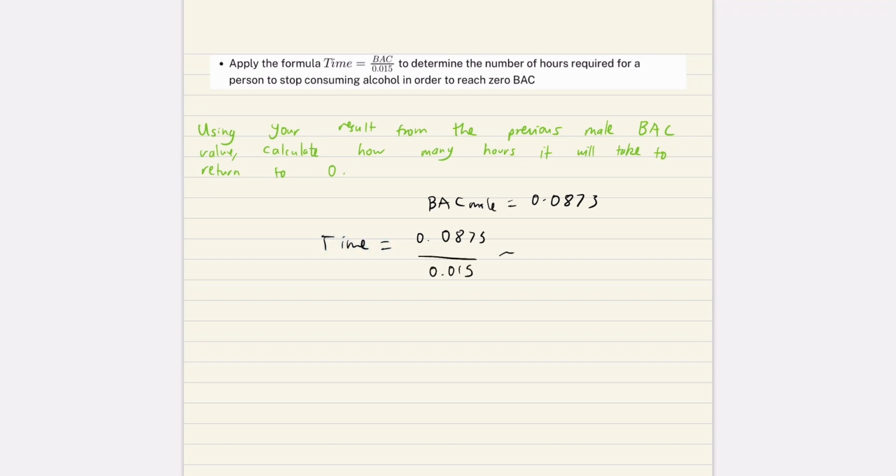0.015. And if you work that out, that's going to be approximately 5.82 hours. And if you wanted to convert that to minutes, the 0.82 hours to minutes is approximately equal to about 49 minutes. So there's nothing more complicated than that. There's only one unknown to work out the time for your blood alcohol content to reach zero, and that's what your current blood alcohol content is.